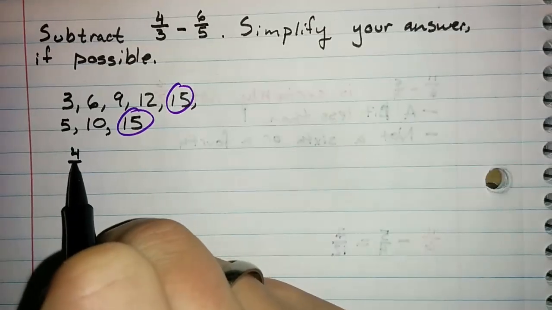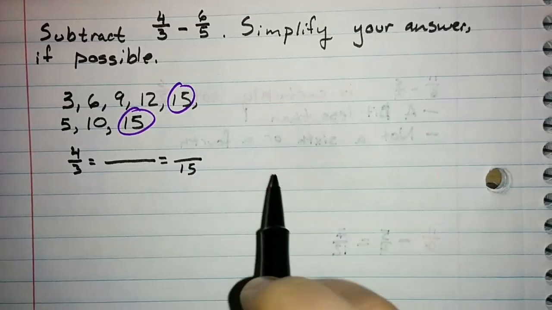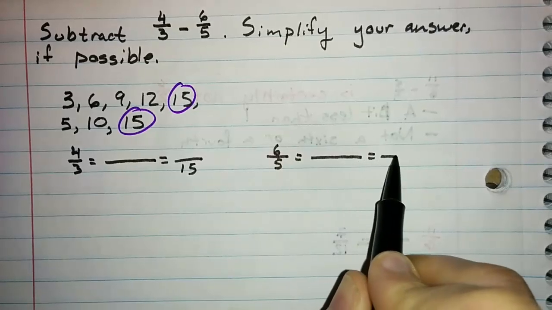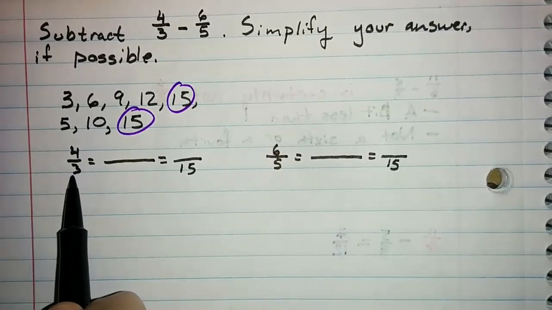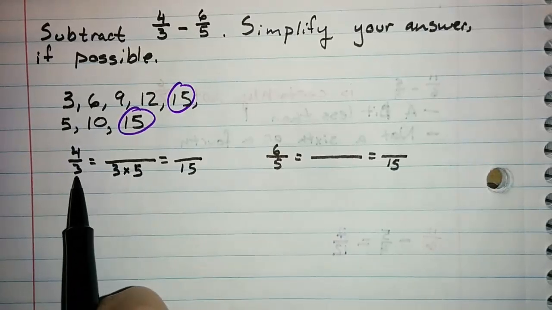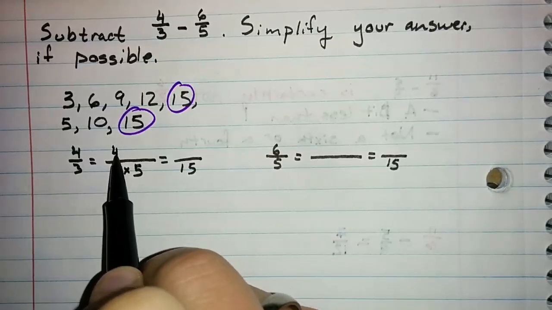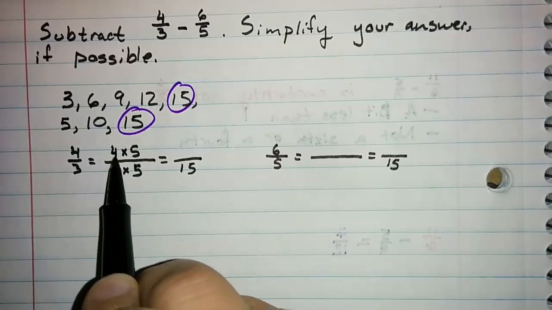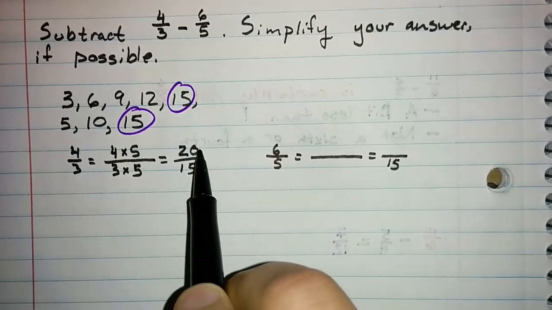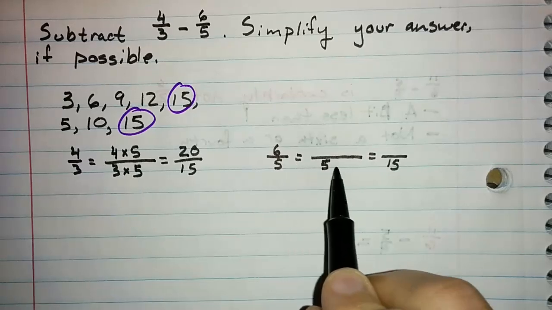So I'll write 4/3 as some number of 15ths, and I'll write 6/5 as some number of 15ths. See, what did I need to multiply 3 by? 3 times 5 is 15. I've cut every third into 5 equal parts. So my 4/3, I've cut each of them into 5 equal parts. 4 times 5 is 20. 4/3 is 20 15ths.